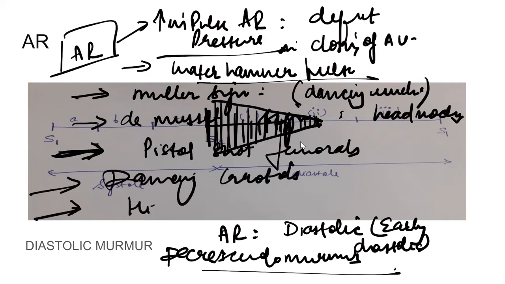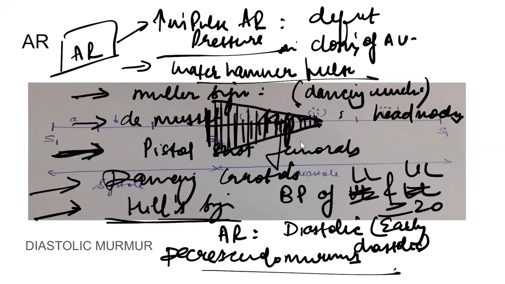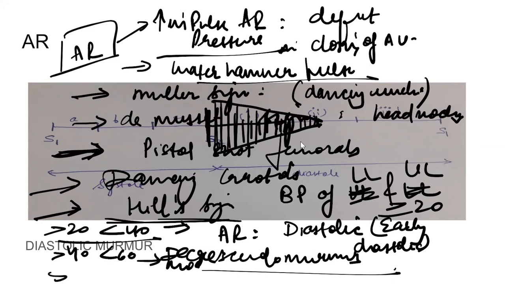A very important sign is known as Hill sign, in which there is a difference between BP of upper limb and lower limb. Lower limb BP would be more and upper limb would be less, by more than 20. And it is a very important sign. The most important sign is Hill sign, and it is used to grade the AR. That is, if the difference is more than 20 and less than 40, it is mild. If it is more than 40 and less than 60, it is moderate. If it is more than 60, it is severe. Yes.